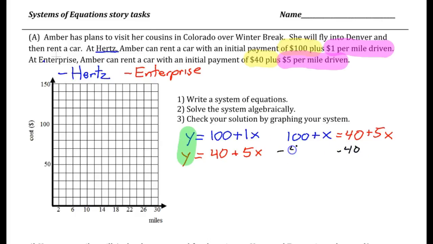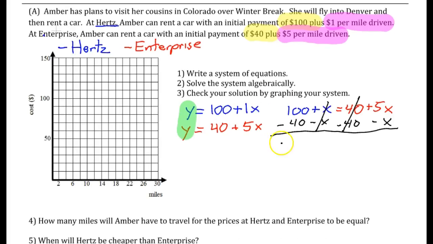Just subtract 40 on both sides, and then maybe subtract x on both sides. I do all the same steps, get variables to one side and numbers to the other. You could have easily subtracted 5x and subtracted 100 instead. It's the same thing. So we have 60 equals 4x. So 4 times what is 60? Do a little division, and you get 15. And in this case, we know the x-axis here is miles, so I'm going to say 15 miles.